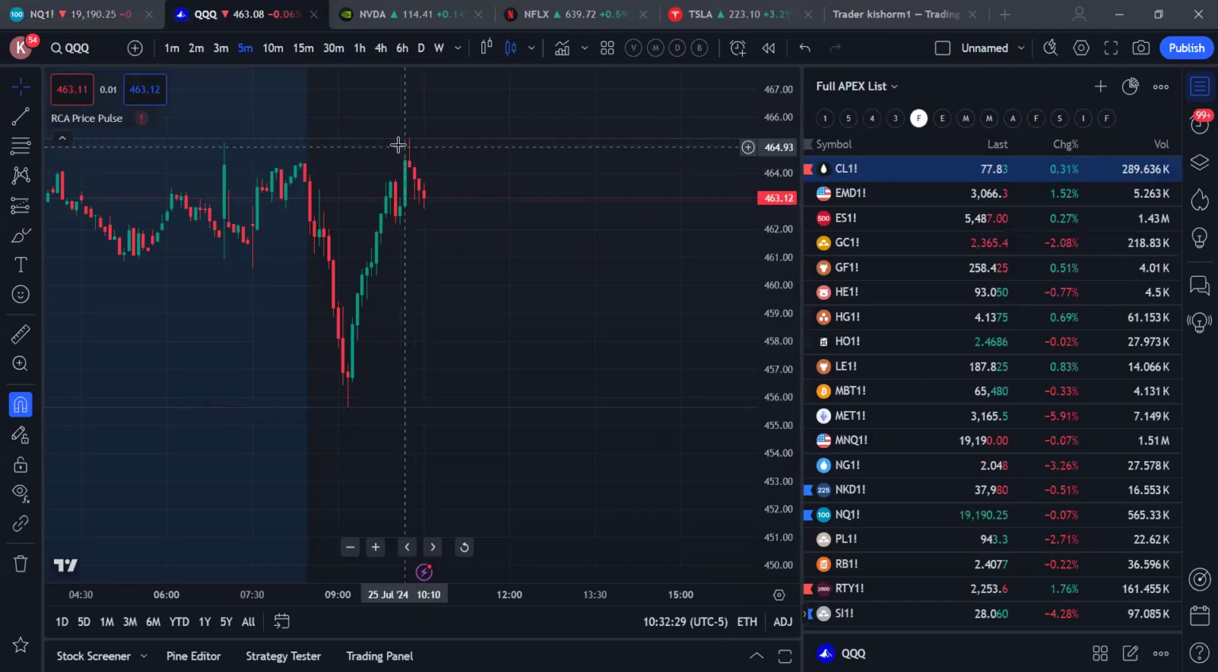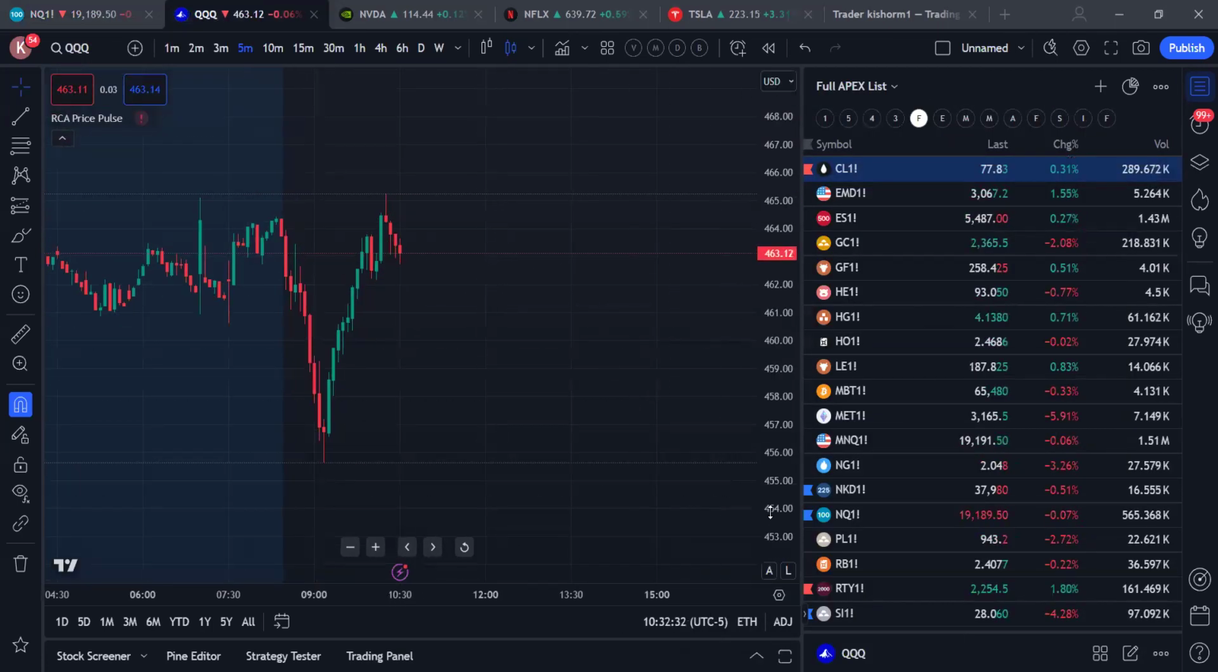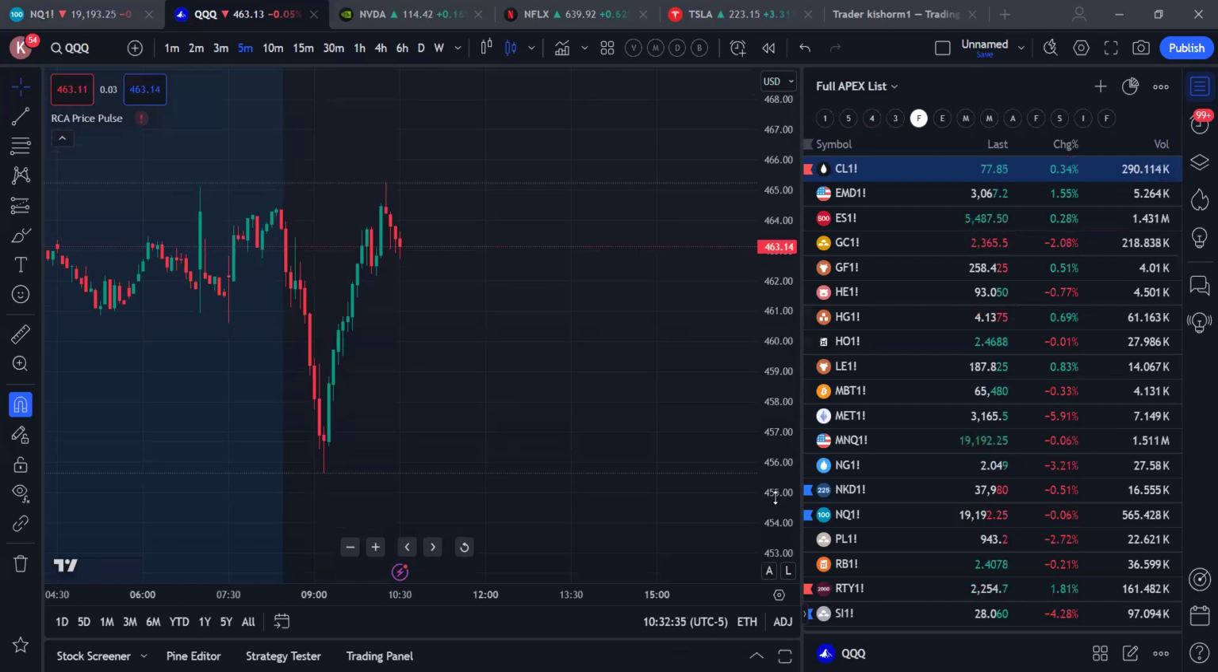QQQ is dropping. You can buy 463 puts, or you can buy 463 and QQQ 6.